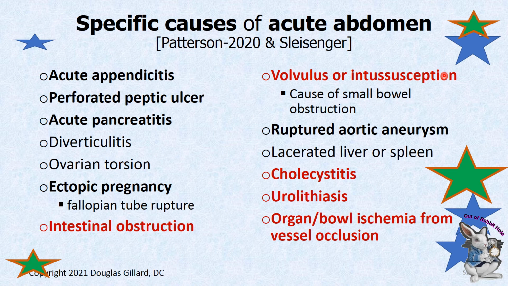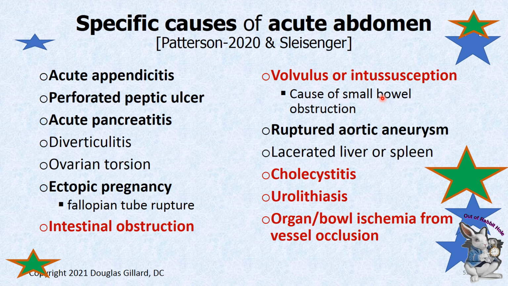Acute pancreatitis, diverticulum that gets inflamed, diverticulitis. An ovary that twists and gets snagged, and the blood gets cut off, and the ovary starts becoming ischemic. Ectopic pregnancy that occurs especially in the fallopian tube and rips the fallopian tube, incredibly painful. Intestinal obstruction, which is kind of the star of the show now. A volvulus or intussusception, we'll look at these. Twisting of the bowel. And intussusception is one bowel slides into the other part of the bowel. We'll look at that in a second.